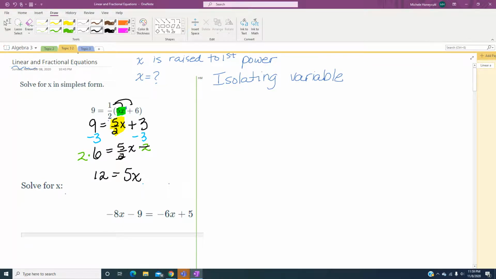The x is being multiplied by the 5, so I can now divide both sides by the 5. So then my answer, which I'm running out of room, so I'm going to have to write it up here, is 12 divided by 5 equals, and then 5 divided by 5 cancels, so 12 divided by 5 equals x. And there's my answer to the first question.